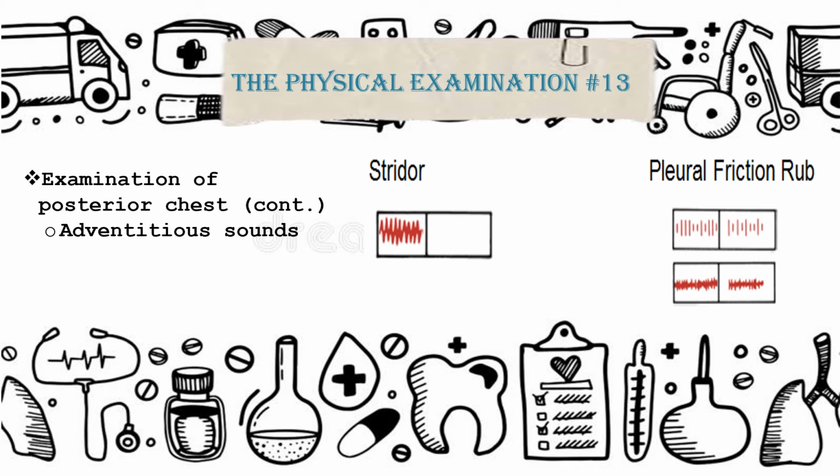Another example here is the pleural friction rub, which is a discontinuous low-frequency grating sound that arises from inflammation and roughening of the visceral pleura as it slides against the parietal pleura. So this non-musical sound is biphasic. It is heard during inspiration and expiration. It is often described as creaking or like two pieces of leather rubbing together. So it is often best heard in the axilla and the base of the lungs.